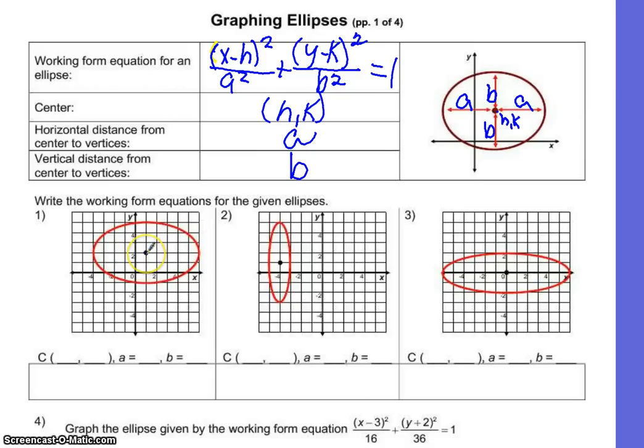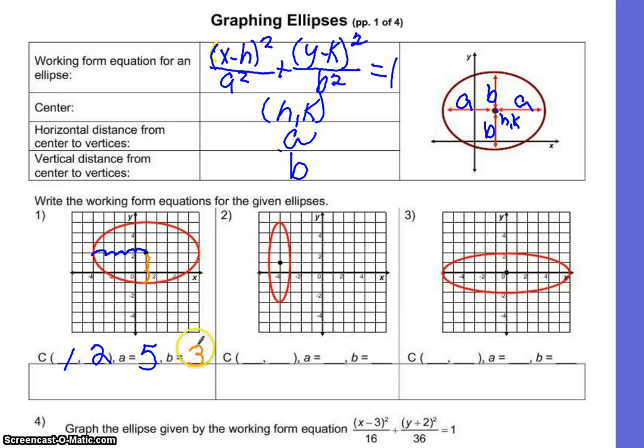I know my center is at -1, 2. So my center is at 1 and at 2. So now I want to figure out what my A is. So I go over here and say, okay, it's from my center all the way over. If I count over, I'm going to have 1, 2, 3, 4, 5. So I know that my A is going to be a 5. So I'll know that my B is when I count from top to bottom. If I count there, I'm going to have 1, 2, 3 units. So I know that my B is going to be a 3.